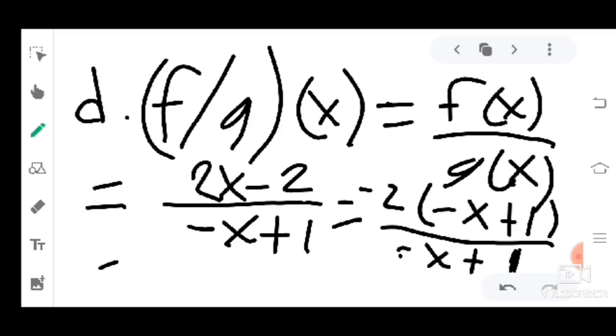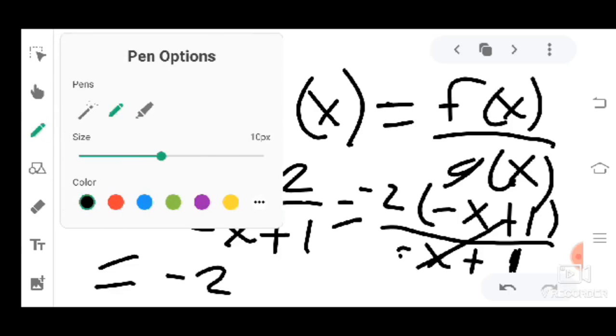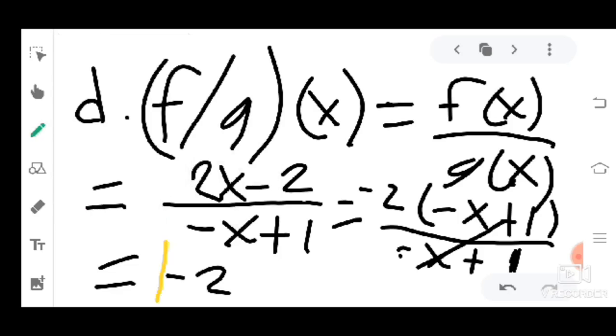Okay, so if we divide the same number, it will just be equal to 1. Negative x plus 1 divided by negative x plus 1 is just 1, and 1 times negative 2, so the answer is negative 2. Means the answer, letter D, is negative 2. While letter E, F, G, and H will be left as your exercise.